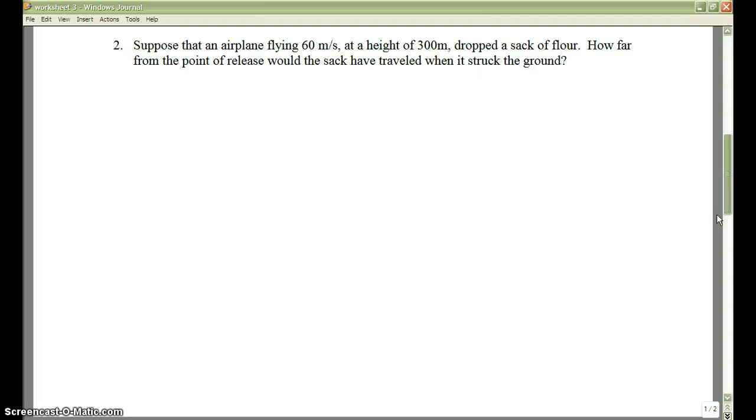It says, suppose that an airplane flying at 60 meters per second at a height of 300. So I'm just going to underline some of the numbers that we have. So height of 300. We want to know how far something goes when it hits the ground. So we have our same or very similar picture. So we know that this object is 300 meters above the ground.